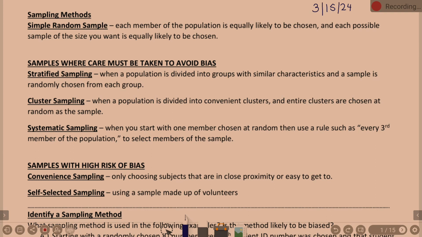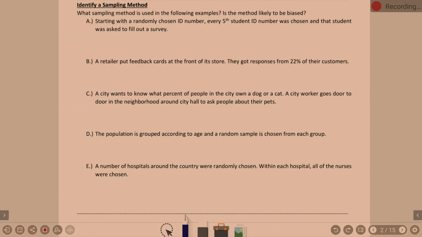Okay, so we're going to go down and look at what sampling method is used in each of the following examples. And then also, is the method likely to be biased? So talking a little bit about how much bias is likely to be seen there. So A, starting with a randomly chosen ID number. Every fifth student ID number was chosen, and that student was asked to fill out a survey.